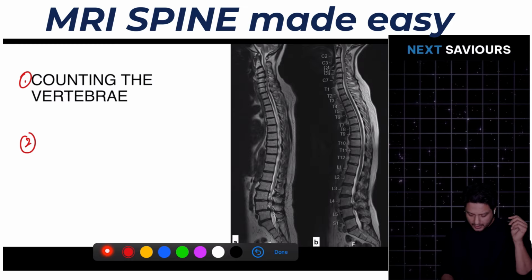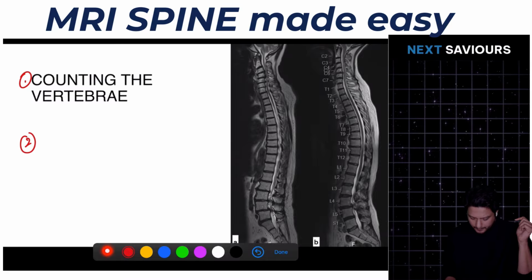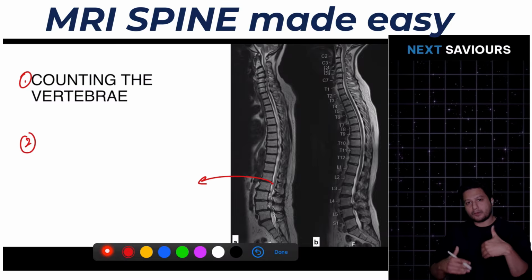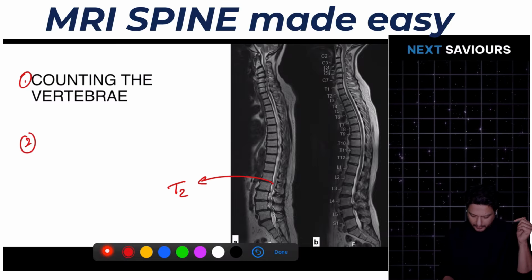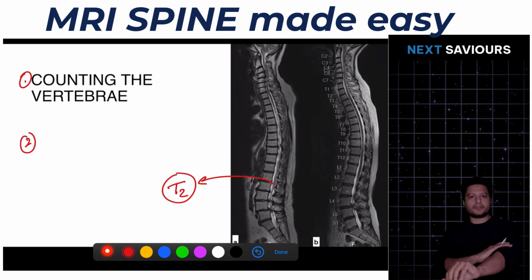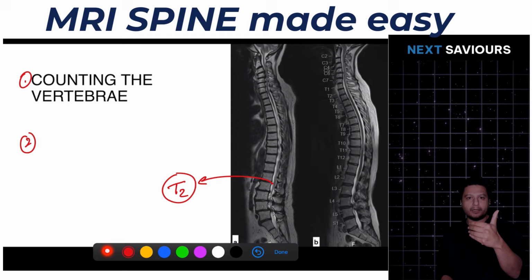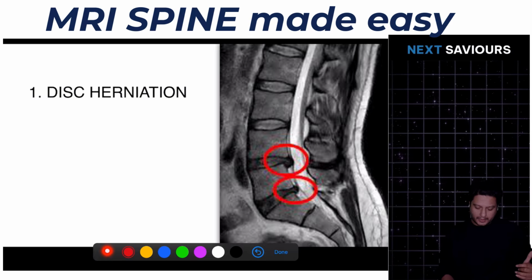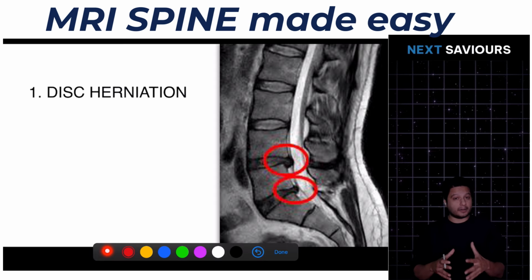Like in this case, if you are looking at the image over here the CSF is appearing white, that means it is T2 weighted image. So hopefully you have understood that these two things are prerequisites before we reach the individual diagnostic conditions. So let's start with the first condition, and that is herniation of the disc.